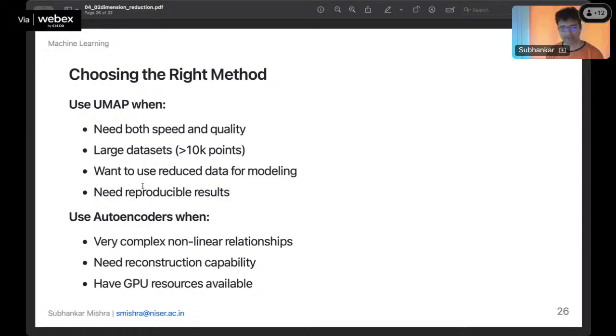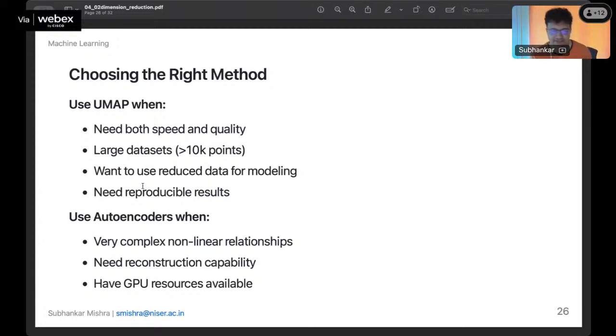And when to use UMAP? Of course, when you want both quality and speed. It works really nicely for large data sets. There are GPU versions for it also. It's also used to reduce the data for modeling. And we can also have reproducible results.